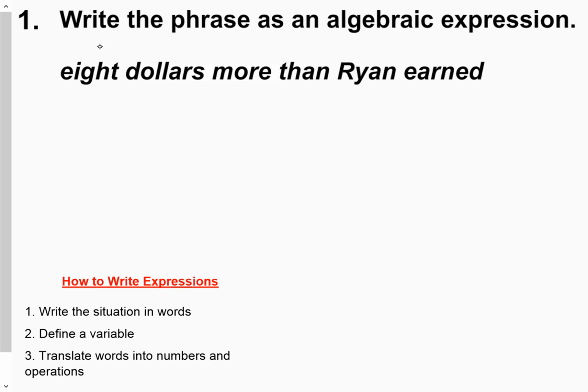So our first example is write the phrase as an algebraic expression. $8 more than Ryan earned. So the first thing we have to decide is, they already wrote it in words. Define a variable. So you're basically asking yourself, what don't we know? We don't know how much Ryan earned. So I'm going to say that R equals the money that Ryan earned.